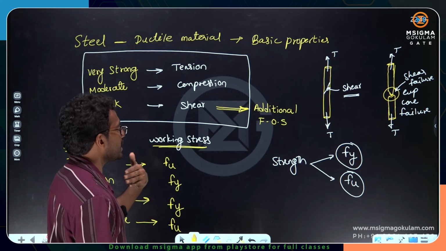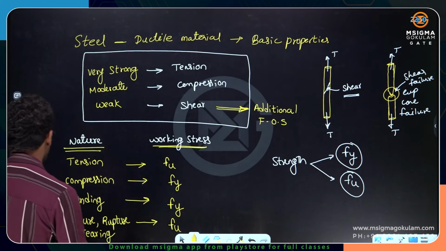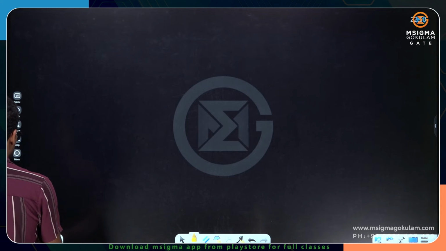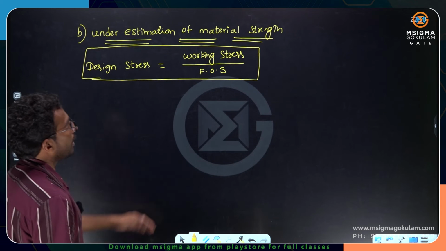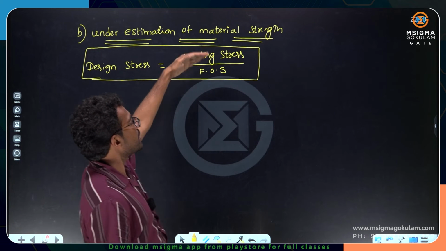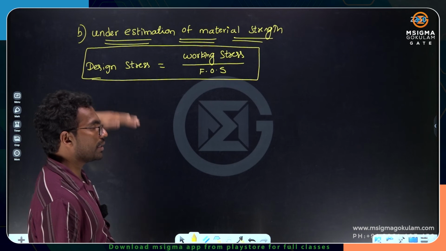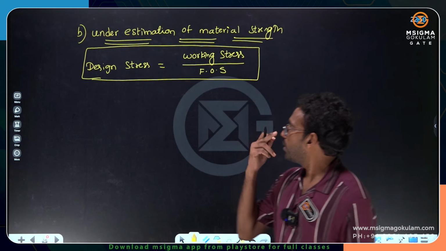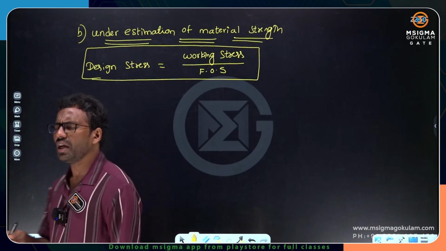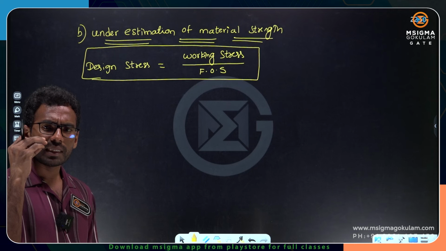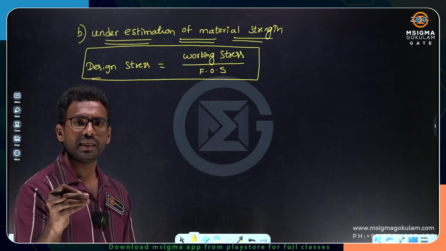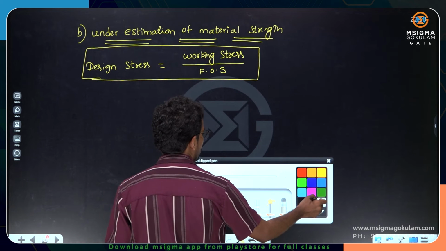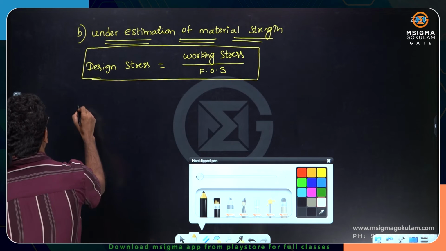So when I talk about design stress, the working stress I need to divide by the corresponding factor of safety. So look here, my dear friends. I have working stress. The working stress needs to be divided by factor of safety to get the design stress. That is what we have to understand. Now, dear friends, I want to know the design stress in compression. How would I get the design stress in compression? Let us look at that.